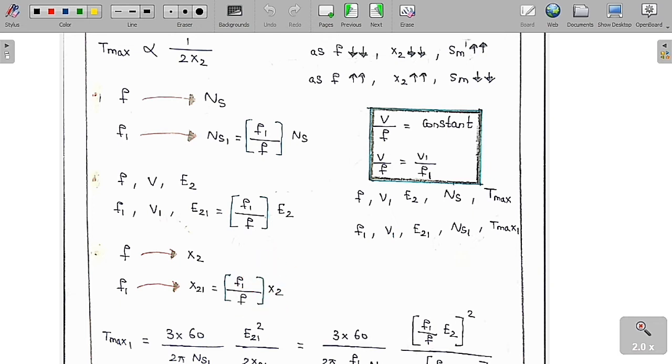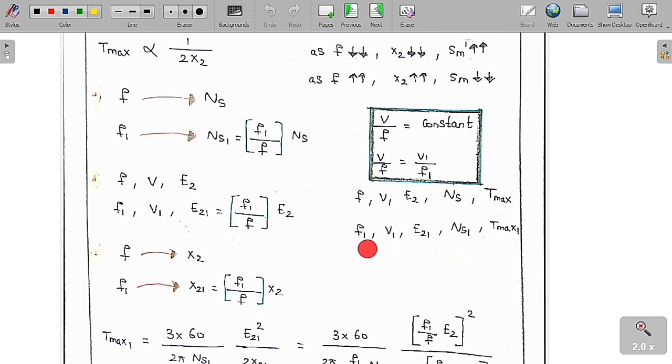So we can say that if you change the f, the ns is changed, the x2 is changed, and the E2 is also changed. So now we will see what is going to happen. For supply frequency f and supply voltage V, with induced voltage E2, the synchronous speed is ns and the maximum torque is Tmax.